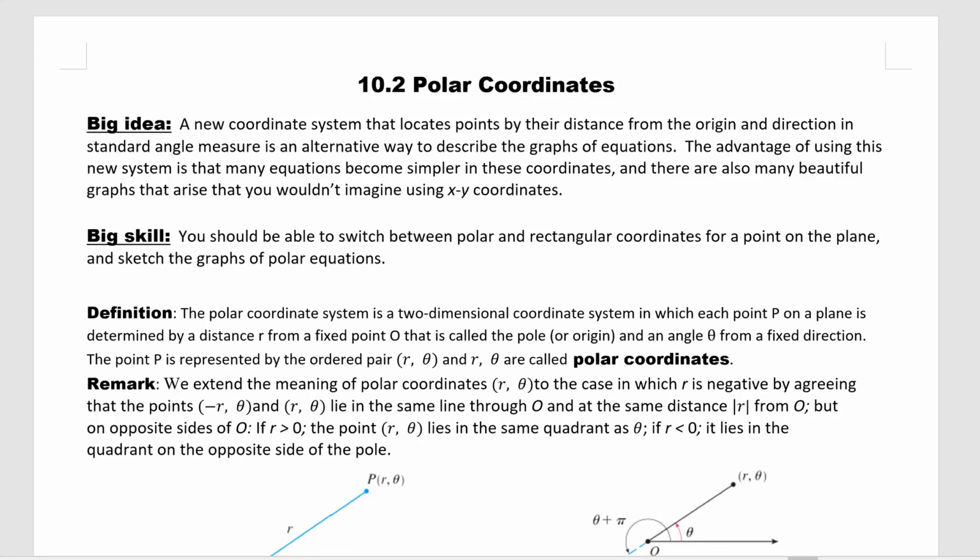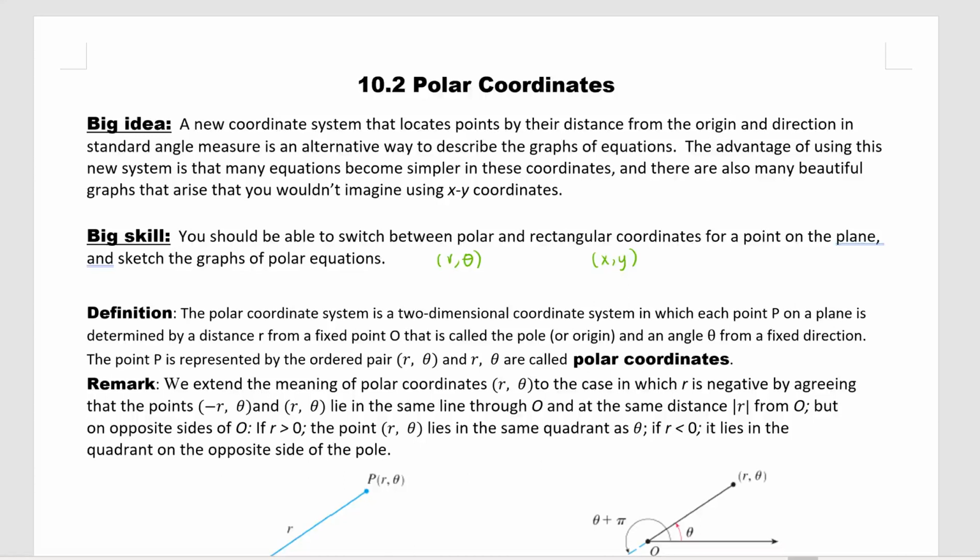Big skills. You should be able to switch between polar and rectangular coordinates. So XY, we call them rectangular coordinates. And for the polar coordinates, we use r and theta. Okay, for our points on the plane, and sketch the graph of polar equations.